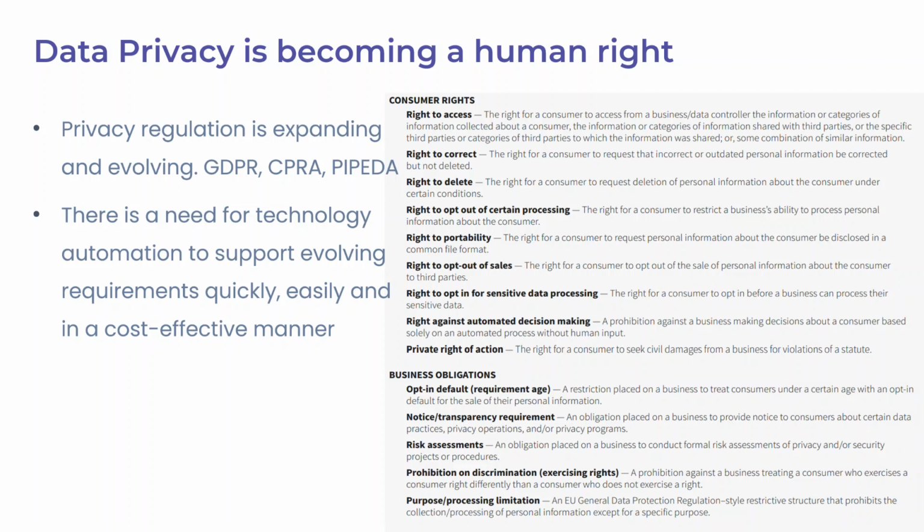You can also see that consumers have different rights to access the data, rights to correct the data, rights to delete the data, rights to opt in and opt out of certain processing or sales. And then businesses have some obligations. For example, what are the defaults for the opt-in? What are the notice and transparency that they need to provide their consumers? What kind of risk assessments they do to make sure there are no breaches? And what is the purpose and processing limitation of data for those users?